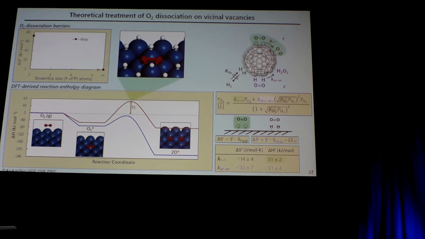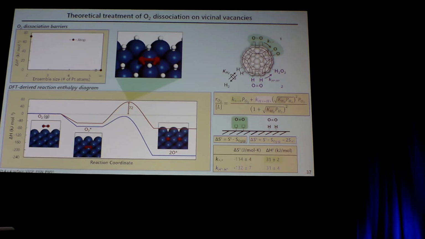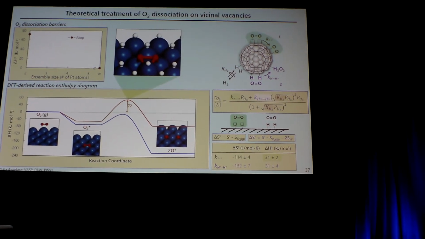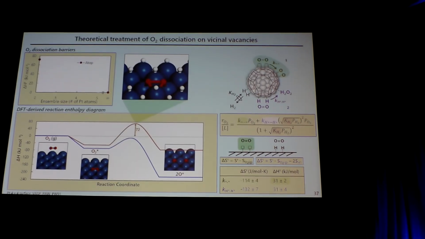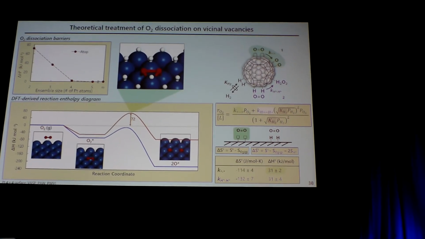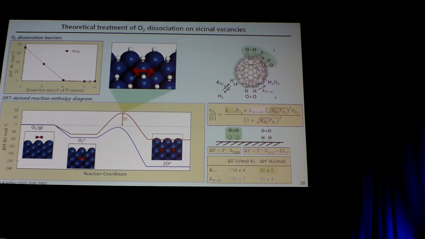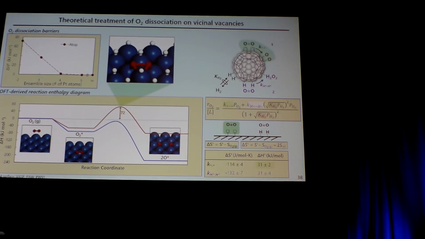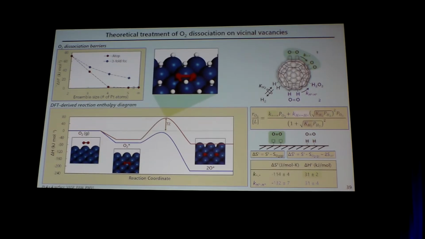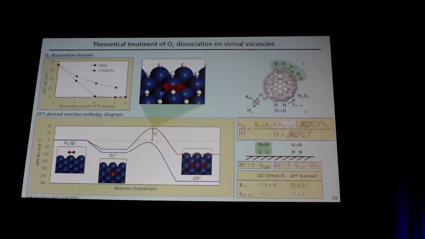So we can look at the dissociation barrier for oxygen as a function of what we call the platinum ensemble size, or the number of adjacent vacancies. And we see that this has a very substantial effect, regardless of whether we put the hydrogen in the atop position or in the threefold FCC position.